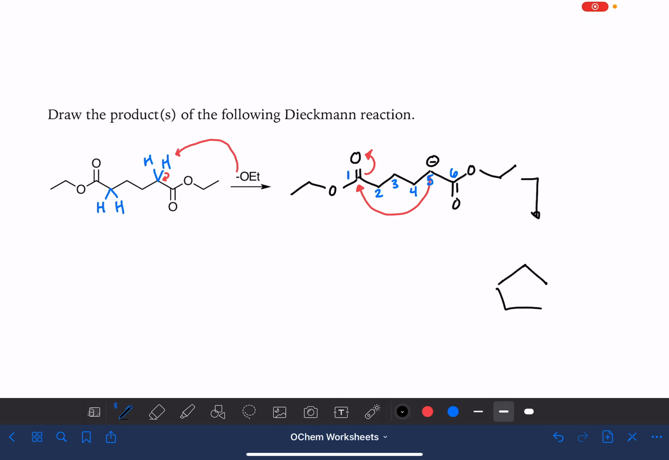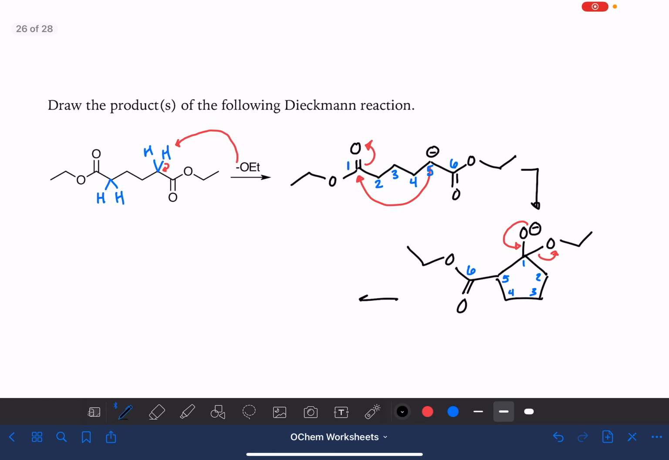Now I'm going to begin by drawing the 5-membered ring. 1, 2, 3, 4, 5. Carbon number 1 now has the oxygen with the negative charge, and it also has that OEt attached, this OEt out here. Then we have 2, 3, 4, 5. 5 to 1 is the new bond we created, and coming off of carbon number 5, we also have carbon number 6. Carbon number 6 is a carbonyl carbon with an OEt group. We are going to put that carbon-oxygen double bond back and get rid of its OEt, and that will be the end of this reaction.